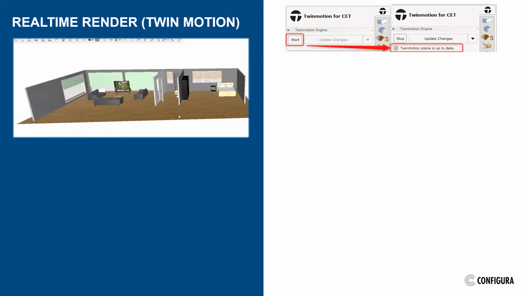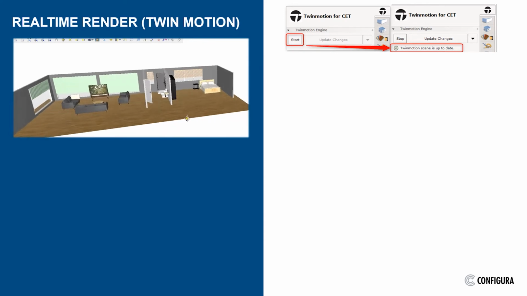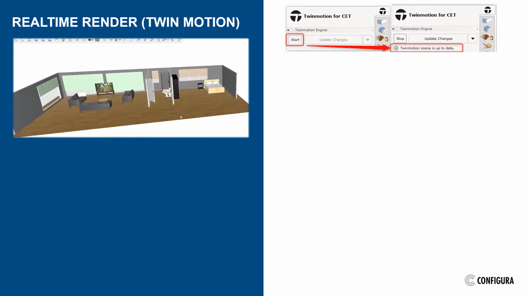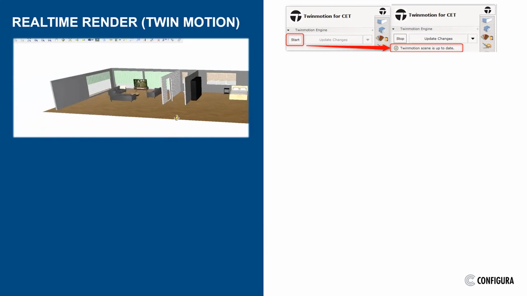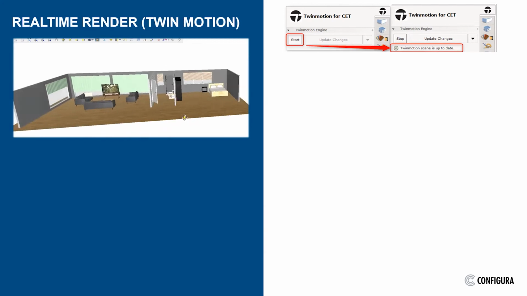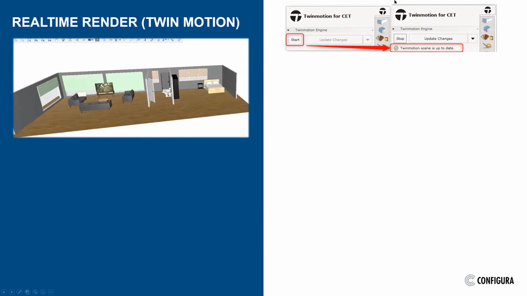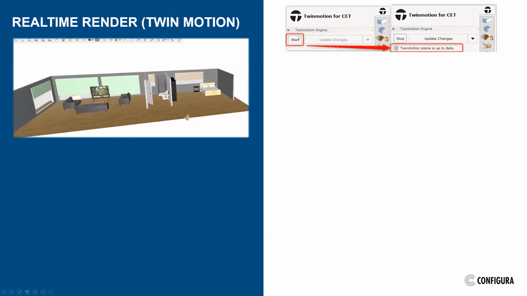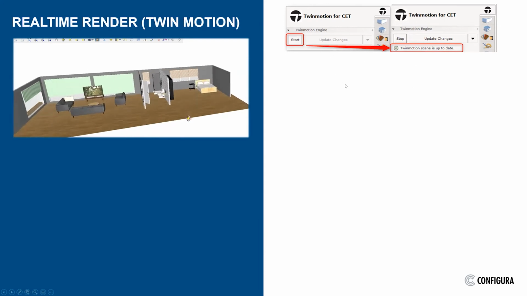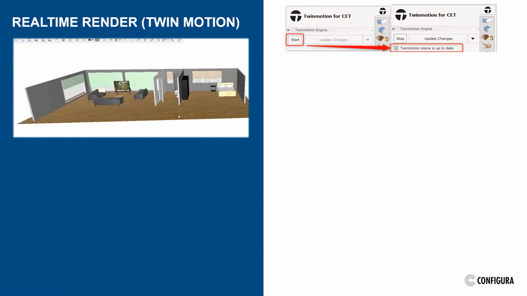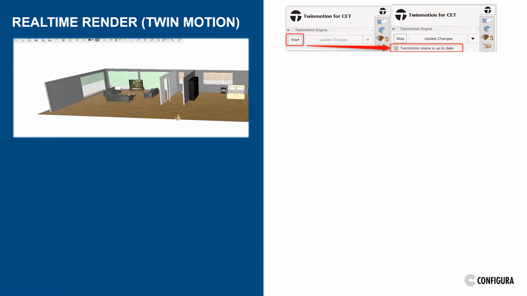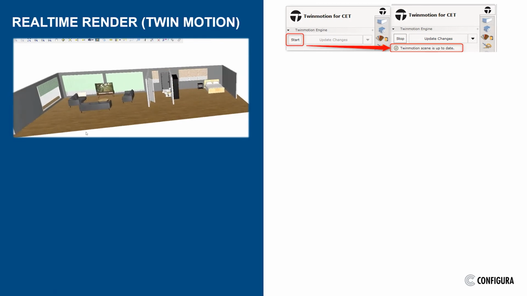Now, for those of you who don't know, Twinmotion is an external rendering software. It has to be downloaded separately. It is free, and to use this, you need to have an extra license, which is Twinmotion for CET, because this is a new extension by itself. And this is also applicable to all editions. So whether you're coming from material handling, kitchen and bath, you will get this.